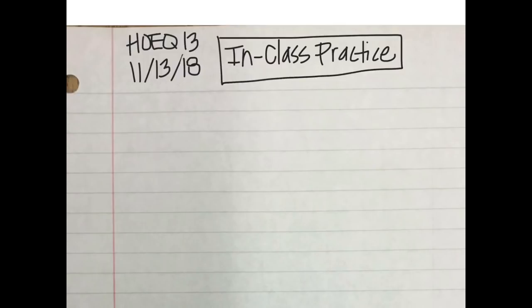Take a moment and make sure your paper is labeled just like this. And then we're going to start talking about our new strategy for solving in lesson 13.